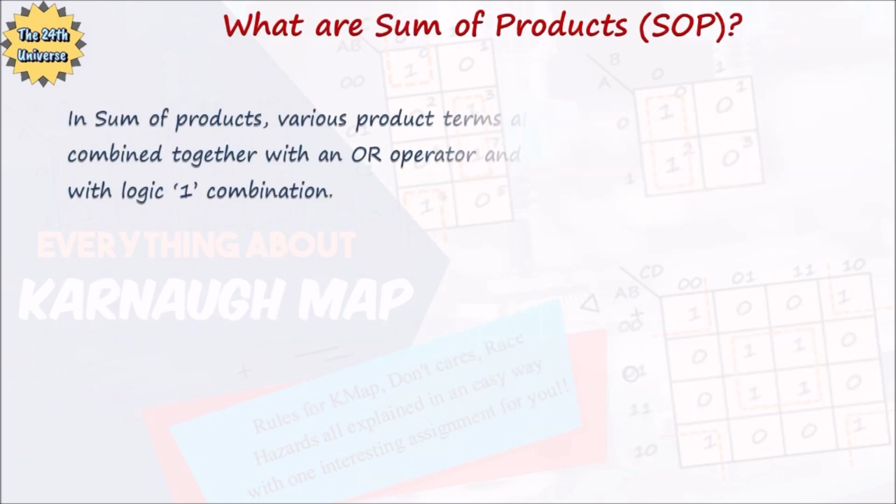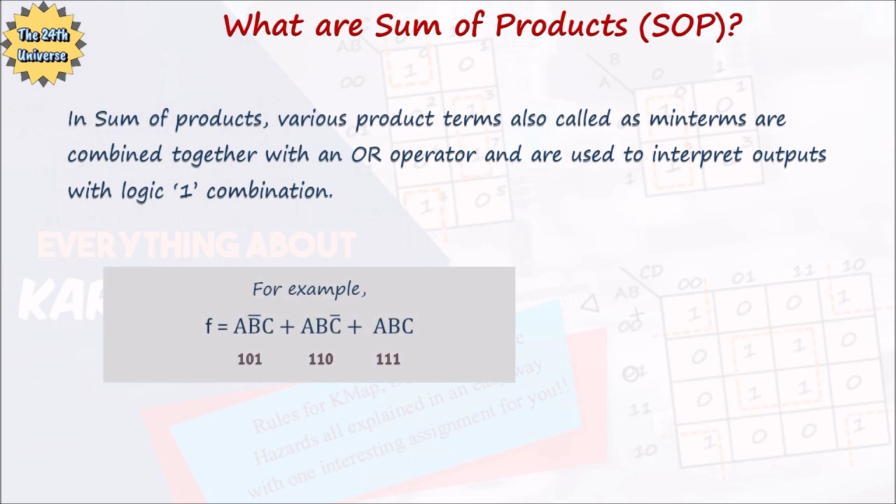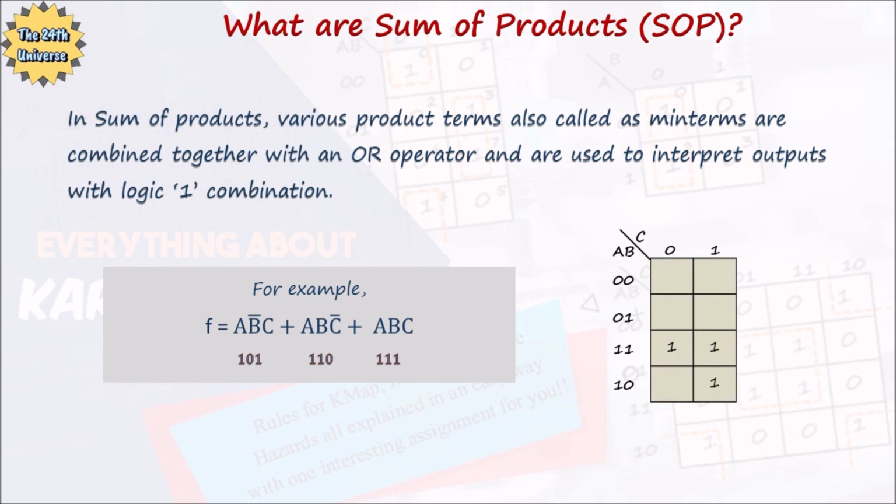Sum of product, SOP. In sum of products, various product terms, also called the minterms, are combined together with an OR operator and are used to interpret outputs with logic 1 combination. Example: consider the sum of products expression. In this, A B bar C is 101, A B C bar is 110, and ABC is 111. That is marked in respective cells in the K-map.